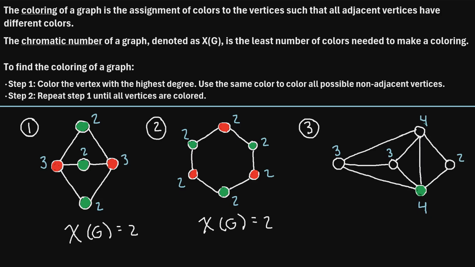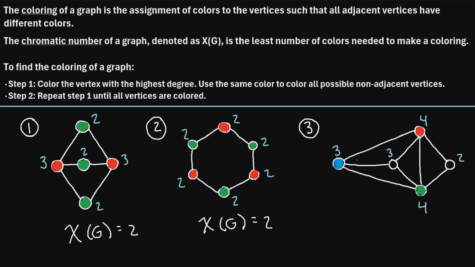Now we'll move on to the next highest degree, which would be this vertex right here. So let's color this one red. And now what we'll notice for this one is it's also directly connected to every other vertex in the graph. So there are no other vertices that we can color red. So now we'll move on to the next highest degree. So we have this vertex with a degree of 3 and this vertex with a degree of 3. So let's choose this one to start with. Let's go ahead and color this vertex blue.